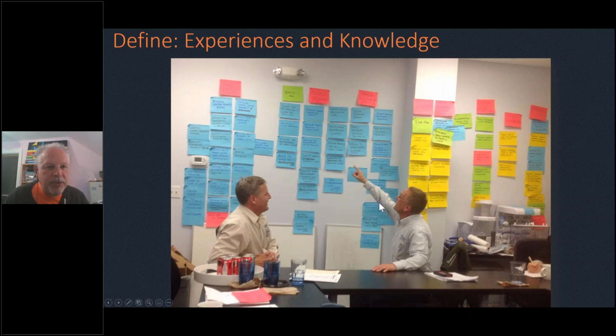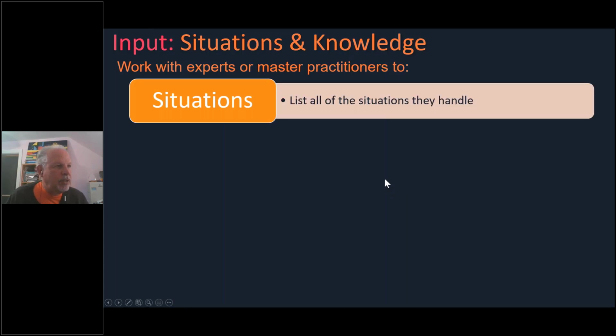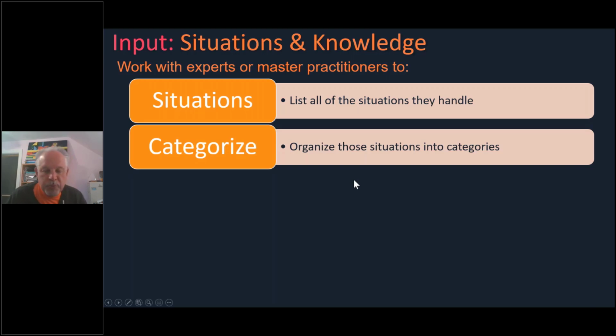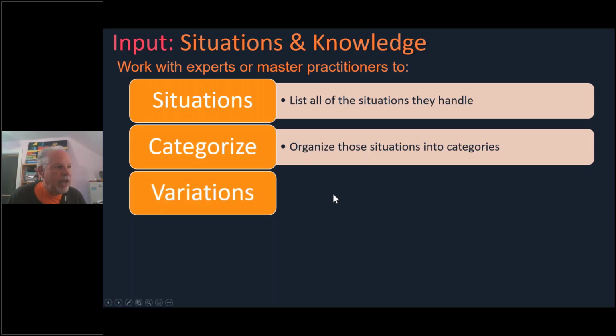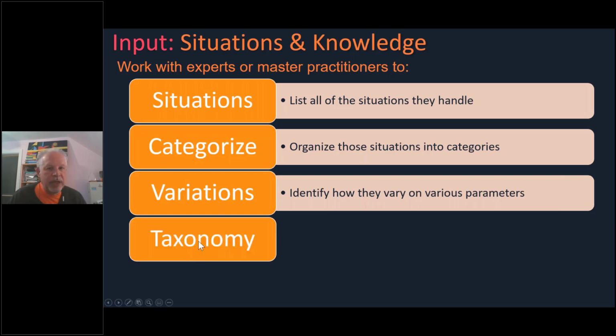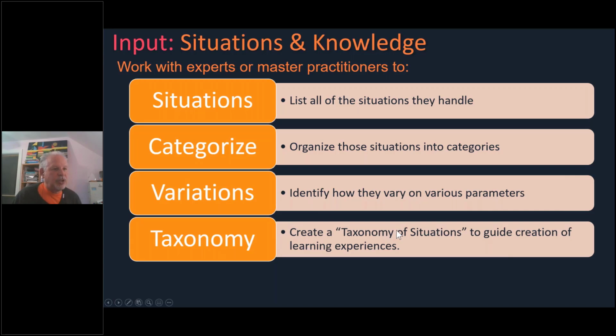And then it turns out you can turn them into a finite set of experiences, and from that you can build the set of experiences that you want to have in your learning path most effectively. So what you're going to do is ask, what are the situations you handle? List them all, then organize them into categories. Usually it's a relatively small number of categories. And they vary by different parameters. So yes, you can have only 5 categories, but each one varies by a bunch of things. Based on that, you can create a matrix, what we call a taxonomy of situations. And that taxonomy, that matrix, can then be a guide.